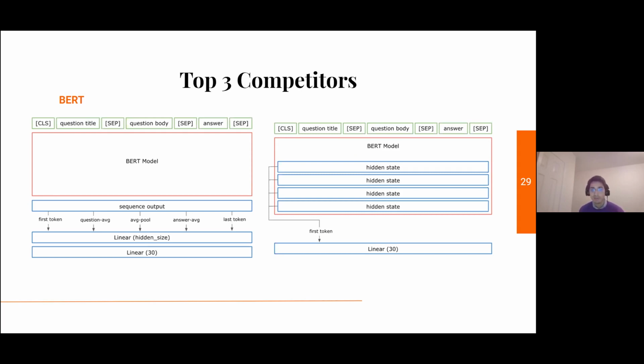And in his second implementation of BERT, instead of going through a sentence output, he just took the first token from all hidden states and then sent it into the linear layer.